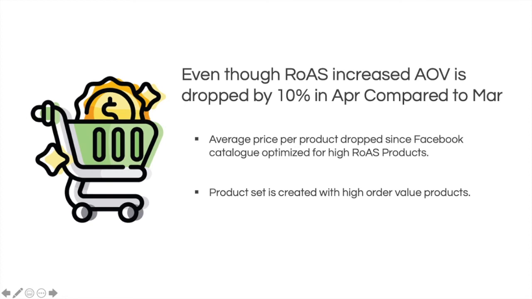So let's assume that our average order value dropped by 10% for April compared to March. We need to communicate that, right? And also in the first bullet point, you can say the average price per product dropped since the Facebook catalog was optimized for ROAS products. So in the first point, I want to tell the reason behind that, because we know that our metric dropped, but we can do a data analysis. Maybe we can talk to customers, we can see the campaign, and we can actually identify a reason. Then we can show the reason. Then in the second bullet point, I show the next action we can take.